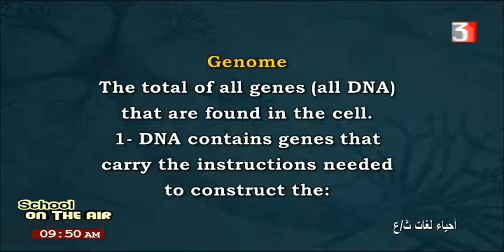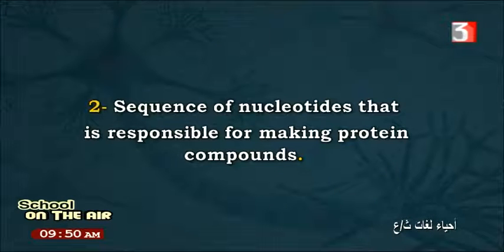The cell contains DNA which carries the genes, which carry the instructions needed to construct the cells, and also a sequence of nucleotides. What does sequence of nucleotides mean? It is responsible for making a protein compound. This means we must know the protein which is needed to form the hair.